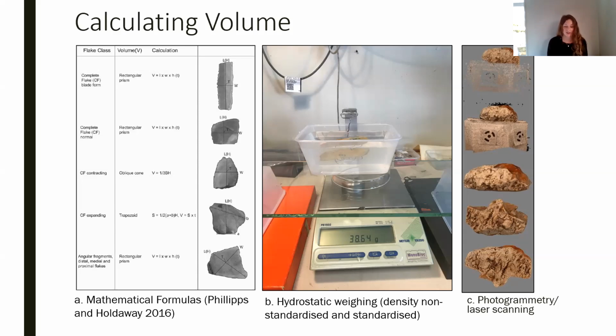Dibble and colleagues in 2005 presented the use of a standardized density of 2.46 to calculate volume for chert and obsidian. These methods of volume quantification are tested to see whether a mathematical formula, density, or a standardized density could be used to improve the calculation of total assemblage volume when compared to volume calculated using photogrammetry.